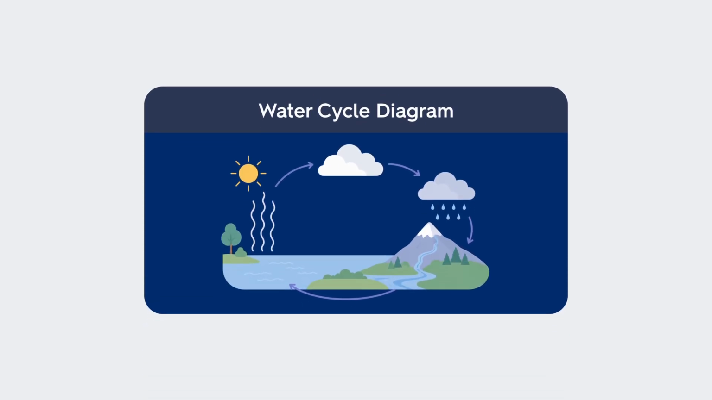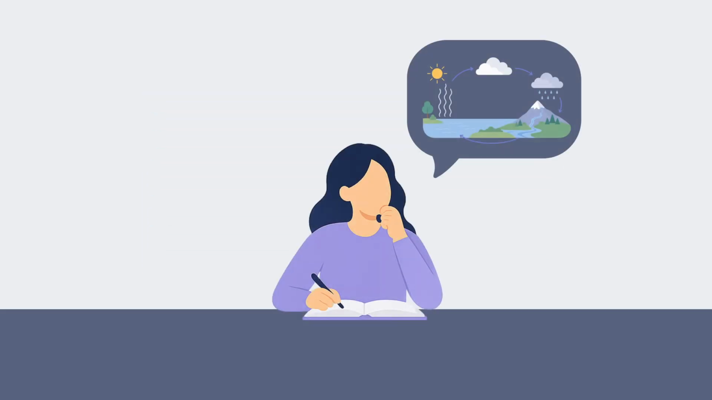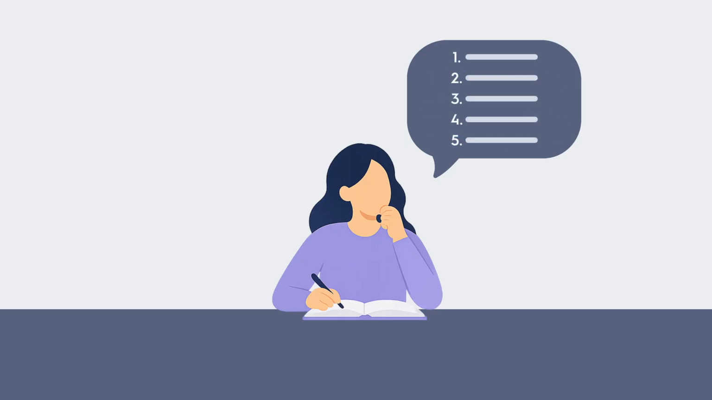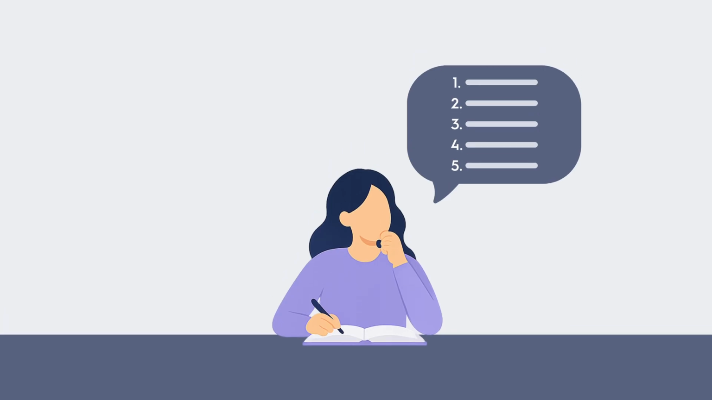Tomorrow's quiz asks for the 5 stages of the water cycle in order. You remember some of them. But can you remember which one comes first, second, third, fourth, and fifth? Most students struggle with the order. Stick with me, and we'll look at a simple way to make sequences easier to remember.